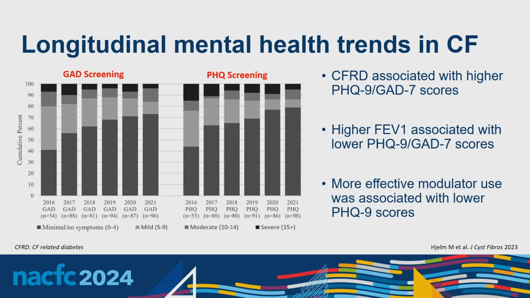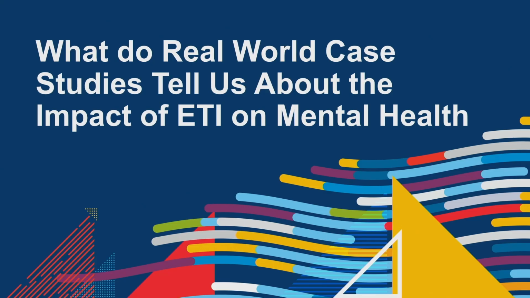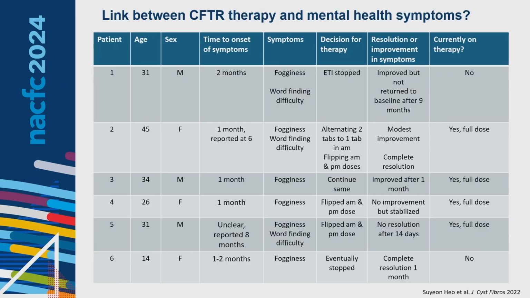And they also identified that more modulator use was associated with lower PHQ-9 scores. So certainly we've all heard of real-world case studies, and what do these tell us about ETI on mental health? The purpose of this is more to demonstrate that there's been lots of case studies in the literature where patients have had varying degrees of symptoms.